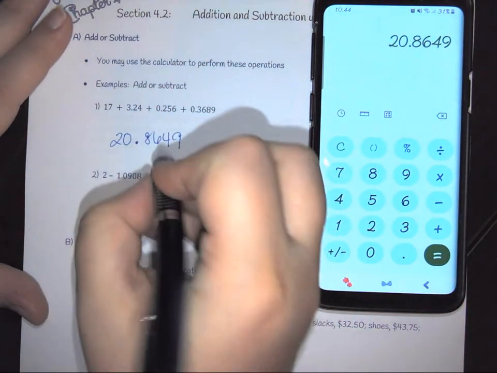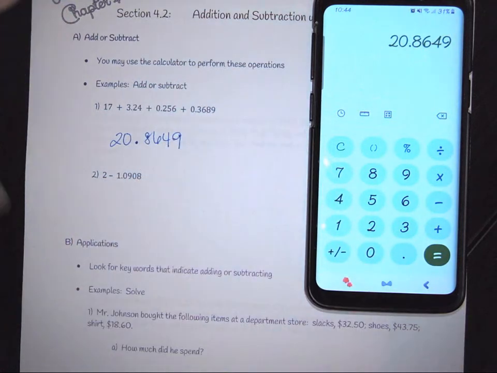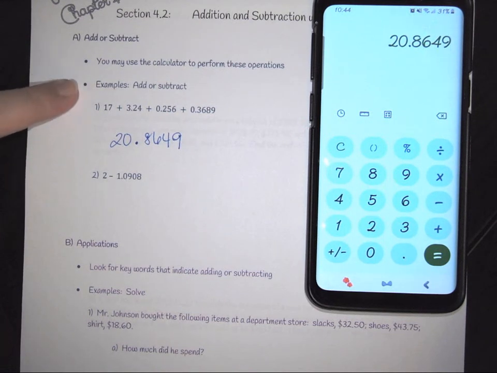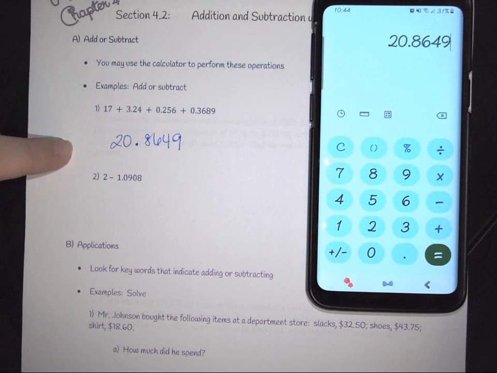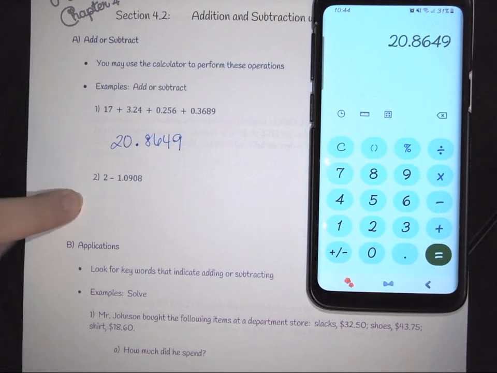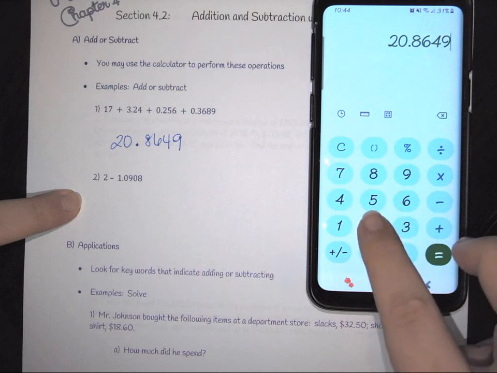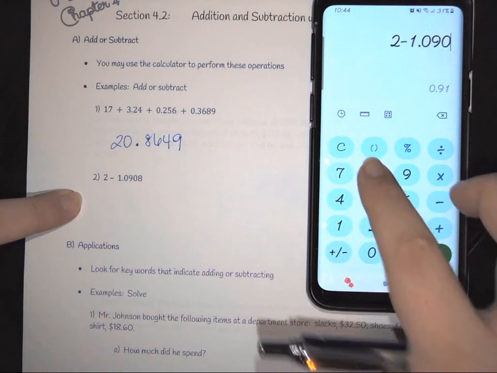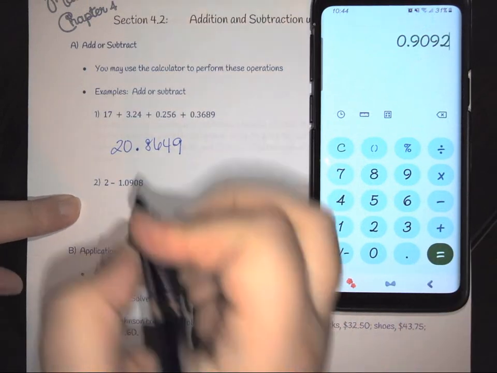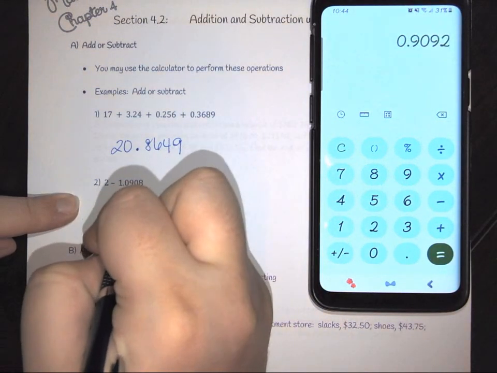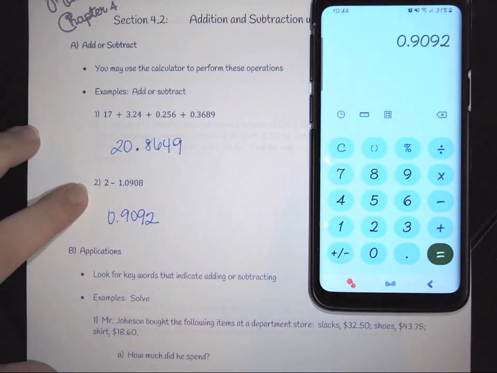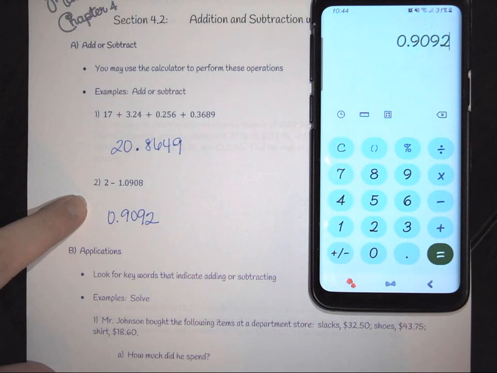220.8649. The only time that you would write something different is if your directions specifically asked you to round to a specific number. Here they don't, it just simply says add or subtract. So you want to use all of the digits. For the second one, we have 2 minus 1.0908 and hit enter. And here we have 0.9092. Again, I did not tell you where to round, therefore you're going to include them all.